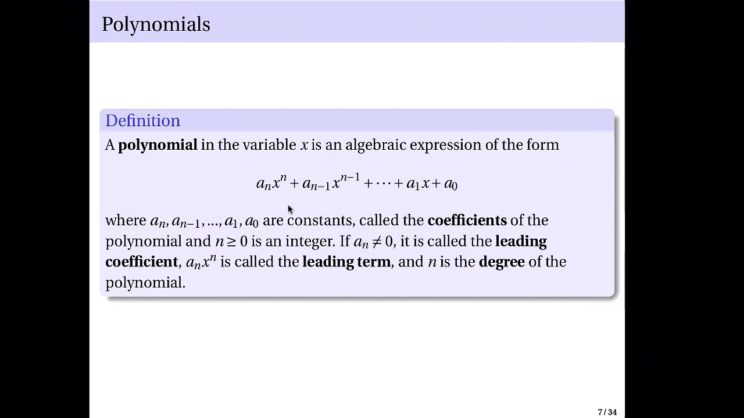So again, take note that a sub n is not equal to 0. Just like in the definition of the monomial, if the coefficient is not equal to 0, then the power of the variable there is called the degree of the monomial. So for the polynomial, we look at the highest degree in the expression, and that becomes the degree of the polynomial. In short, a polynomial is just a sum of monomials. This is a monomial here, another monomial here, some more monomials, and you just add them.